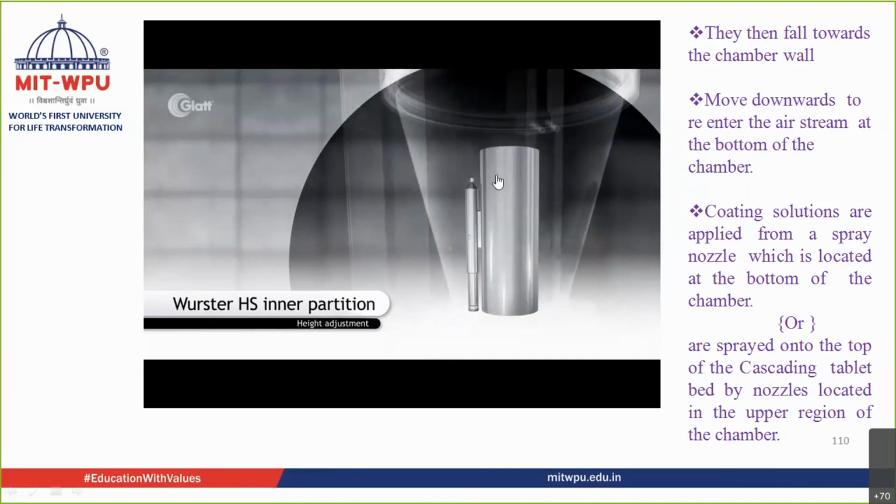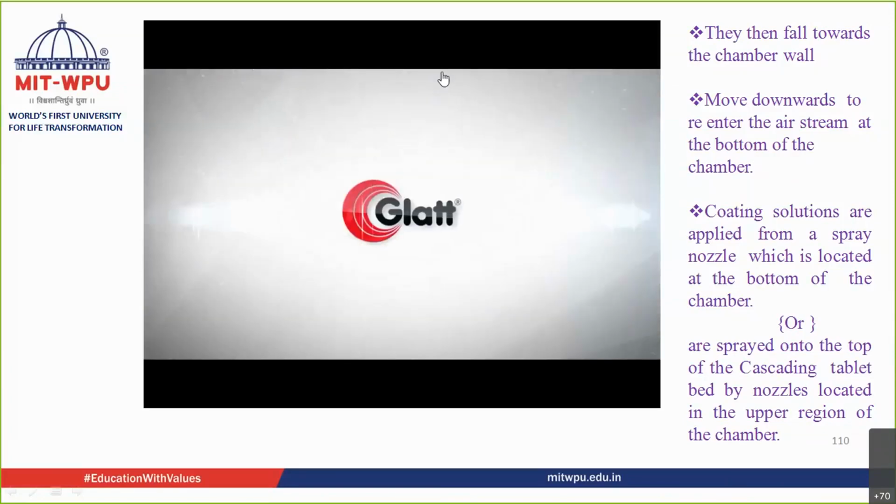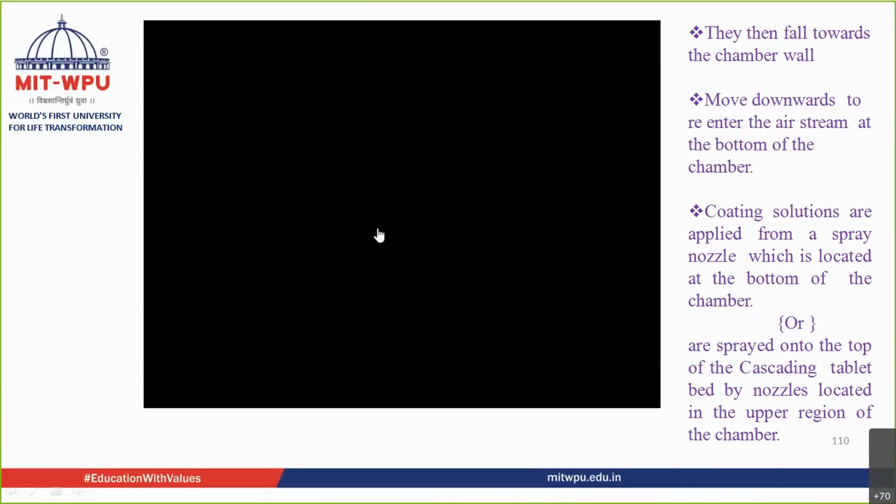Inside, you have an inner partition. From here the material is going to come inside, and the height of the inner partition can be adjusted. If you move it a little bit on the top, then more material is going to come inside and more material is going to be blown. If you move that inner partition a little bit down, then less material is going to flow.